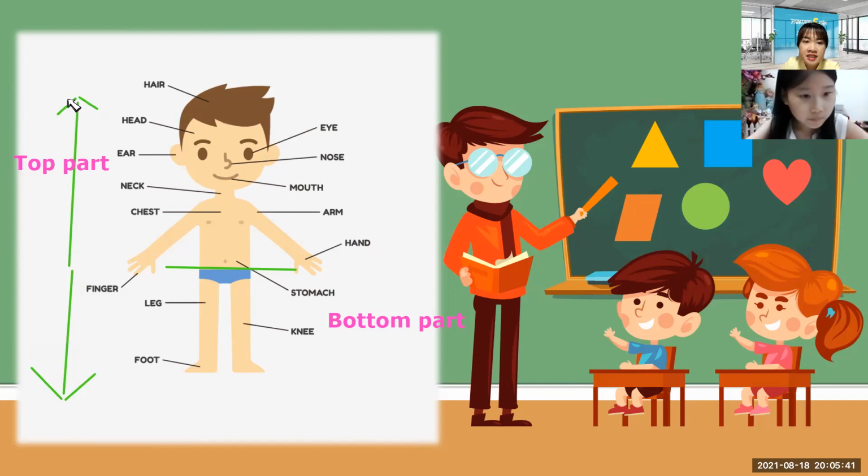Okay, tell me, what are the things in the top part? They are hands, arms, mouth, nose, eye, hair, ear, neck, chest. And? The other hand we have? Finger. Okay, how about the bottom part? Leg, foot. Oh, knee. This one, knee. Knee and toe. Knees and toes.